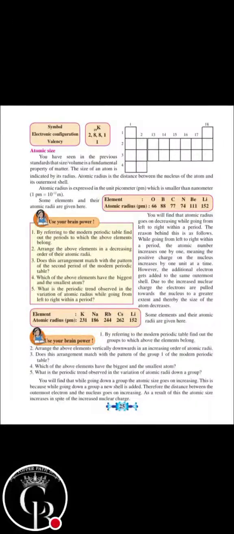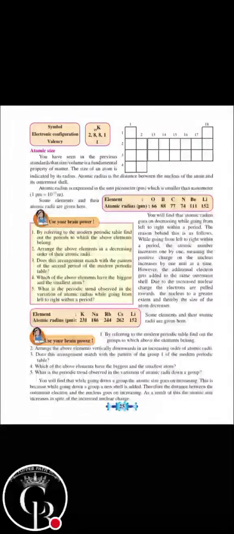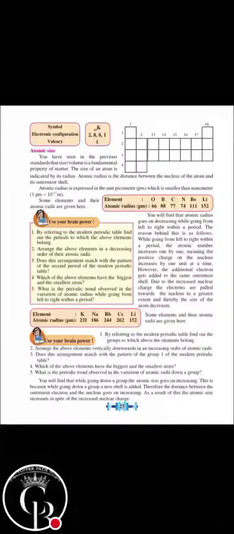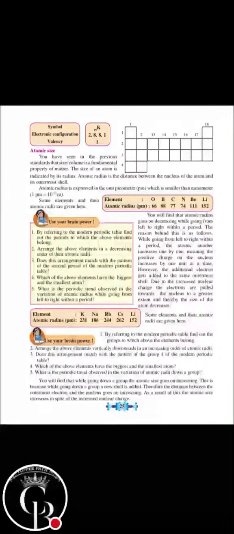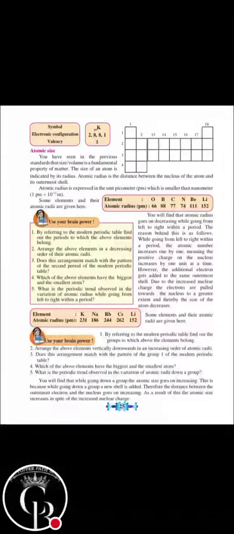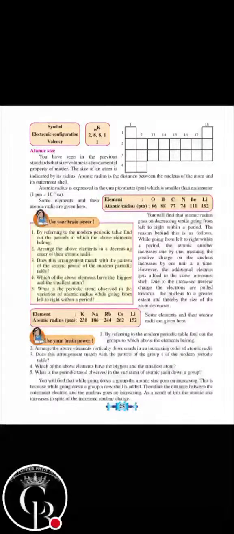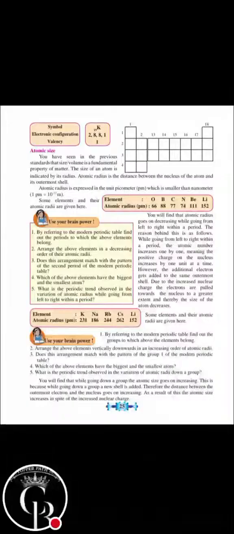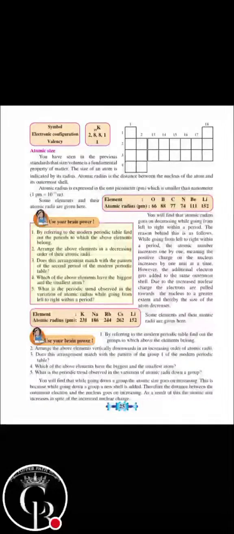While going from left to right within a period, atomic radius goes on decreasing. The atomic number increases one by one, which means the positive charge on the nucleus increases by one unit at a time. However, the additional electron gets added to the same outermost shell. Due to the increased nuclear charge, the electrons are pulled towards the nucleus to a greater extent, and thereby the size of the atom decreases.